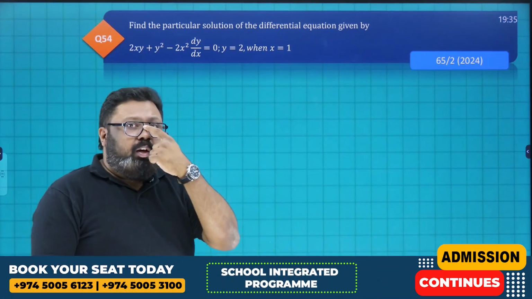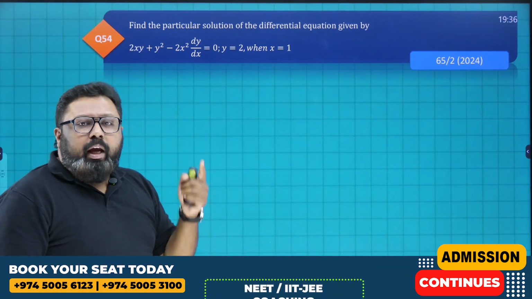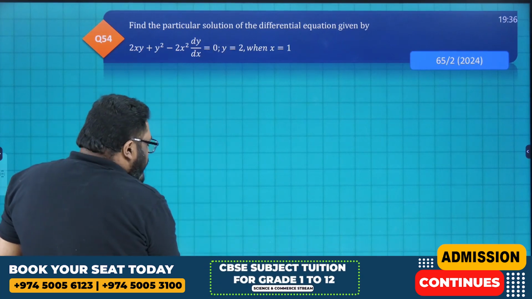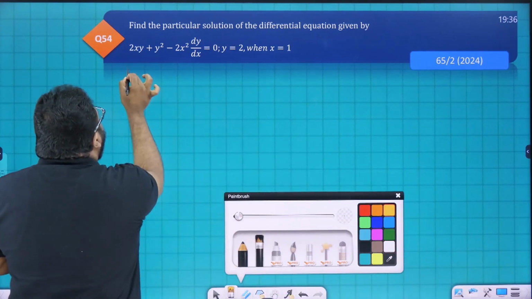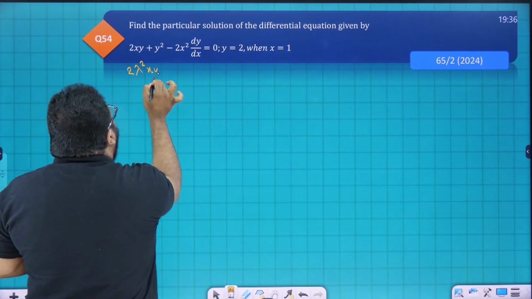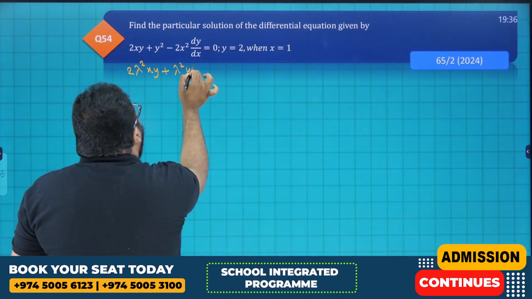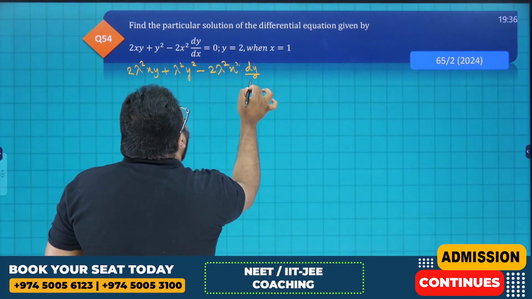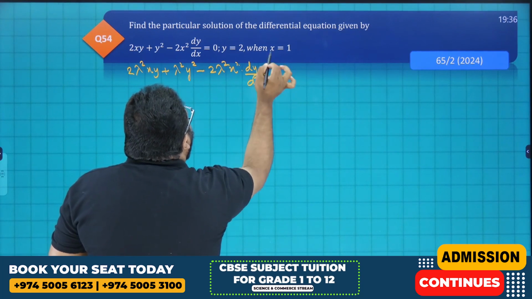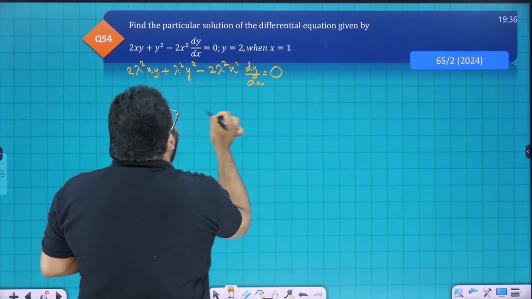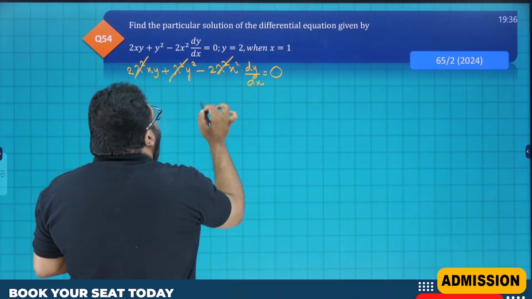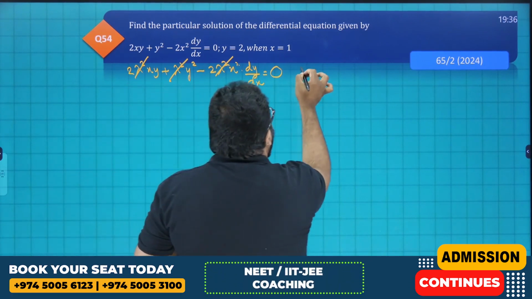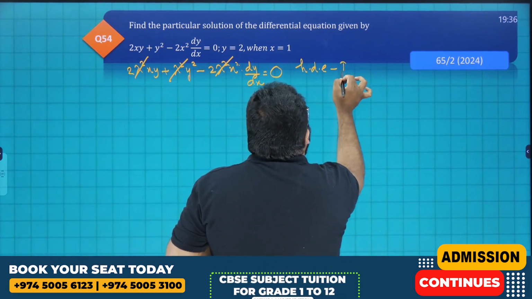Find the particular solution of the differential equation given by. Okay, so look at this equation, my dears. Do you see that it can be written as a homogeneous form? Because I can see this is going to be 2 lambda squared xy plus lambda squared y squared minus 2 lambda squared x squared dy by dx equals 0, my dears. I can see lambda squared common. It will come out and eliminate with the 0. Got it. So it is very clearly HDE type 1.